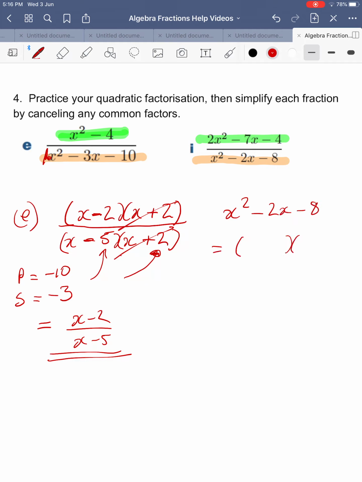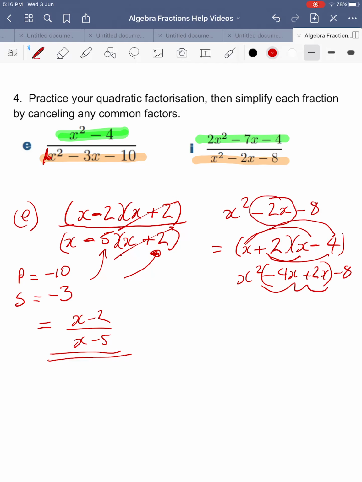I'm going to go straight for a double bracket, x times x. To get the 8, it's 4 times 2. It could be 8 times 1. But I can see that to get negative 8, it's negative 4 times positive 2. And when you check that, that's x squared minus 4x plus 2x minus 8. And these here combine to give the negative 2x we need. So we've got the denominator sorted out. We'll just put a little highlight on it to know where it's gone. This is the denominator factorised. We'll put it together in a moment.